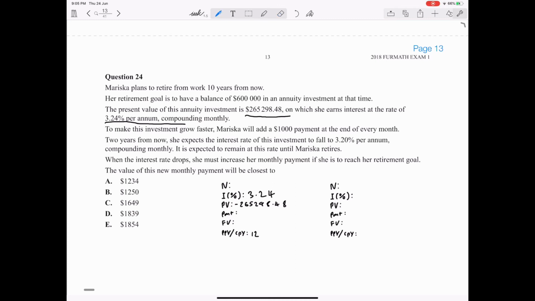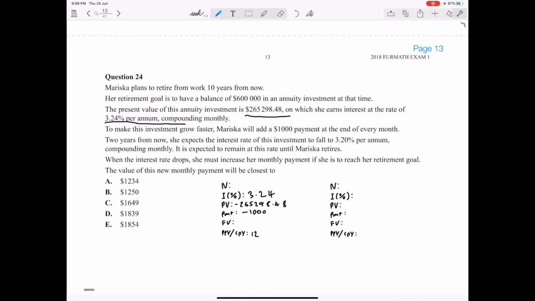To make this investment grow faster, Mariska will add a $1,000 payment at the end of every month. So we know that she's adding $1,000 to the investment every month. So basically put negative 1,000, because that's money she's putting into her investment. Two years from now, she expects that the interest rate of the investment will fall to 3.2% per annum, compounding monthly. It is expected to remain at this rate until Mariska retires.